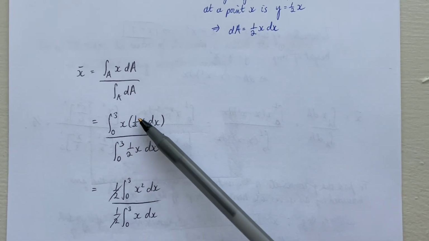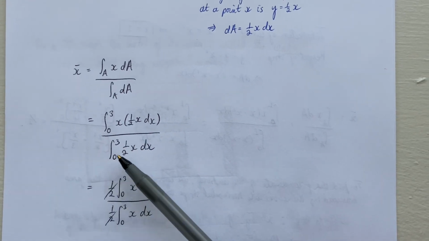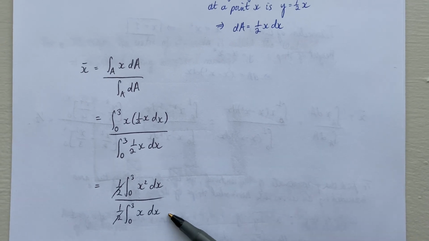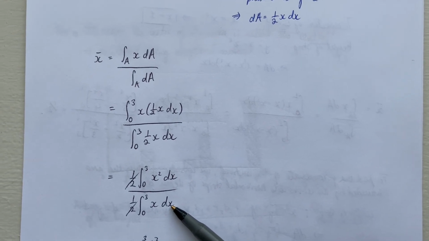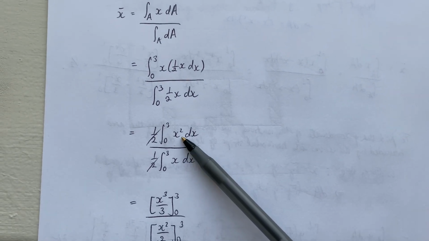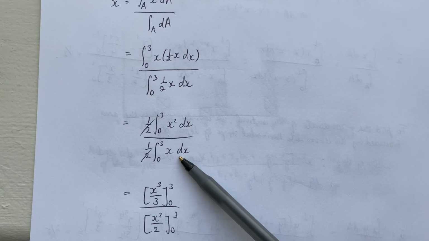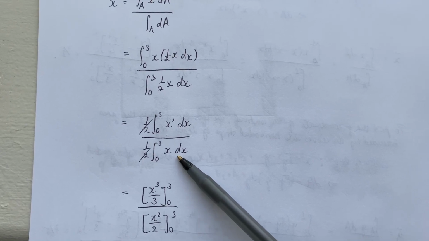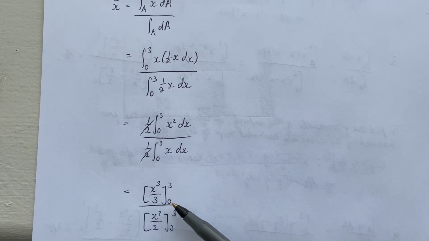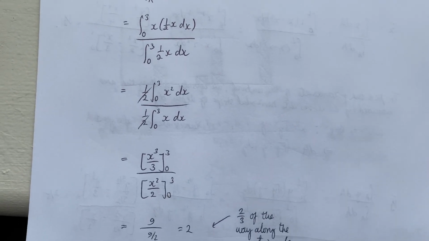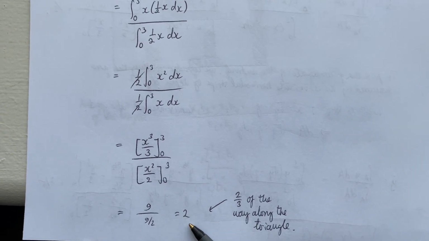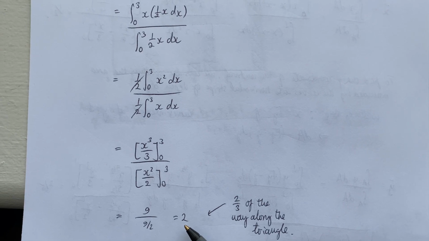So I've multiplied this x through, I've taken the halves out because they're constants and then cancelled them, and then I'm just left with an integral equation that hopefully you're all very comfortable in doing. So I integrate the top, integrate the bottom, and then I work out by plugging in x equals 0 and x equals 3 into these expressions, I find that the x-coordinate of the centroid of the triangle is 2.